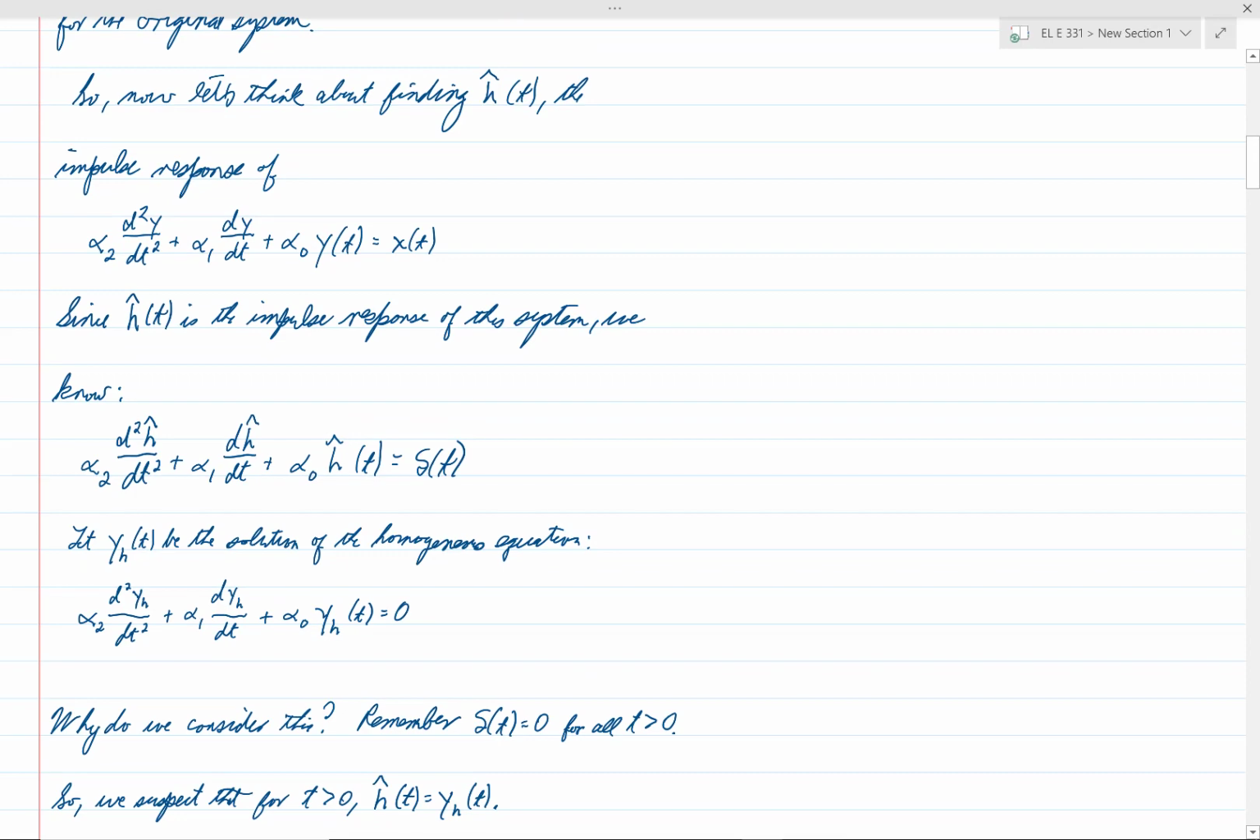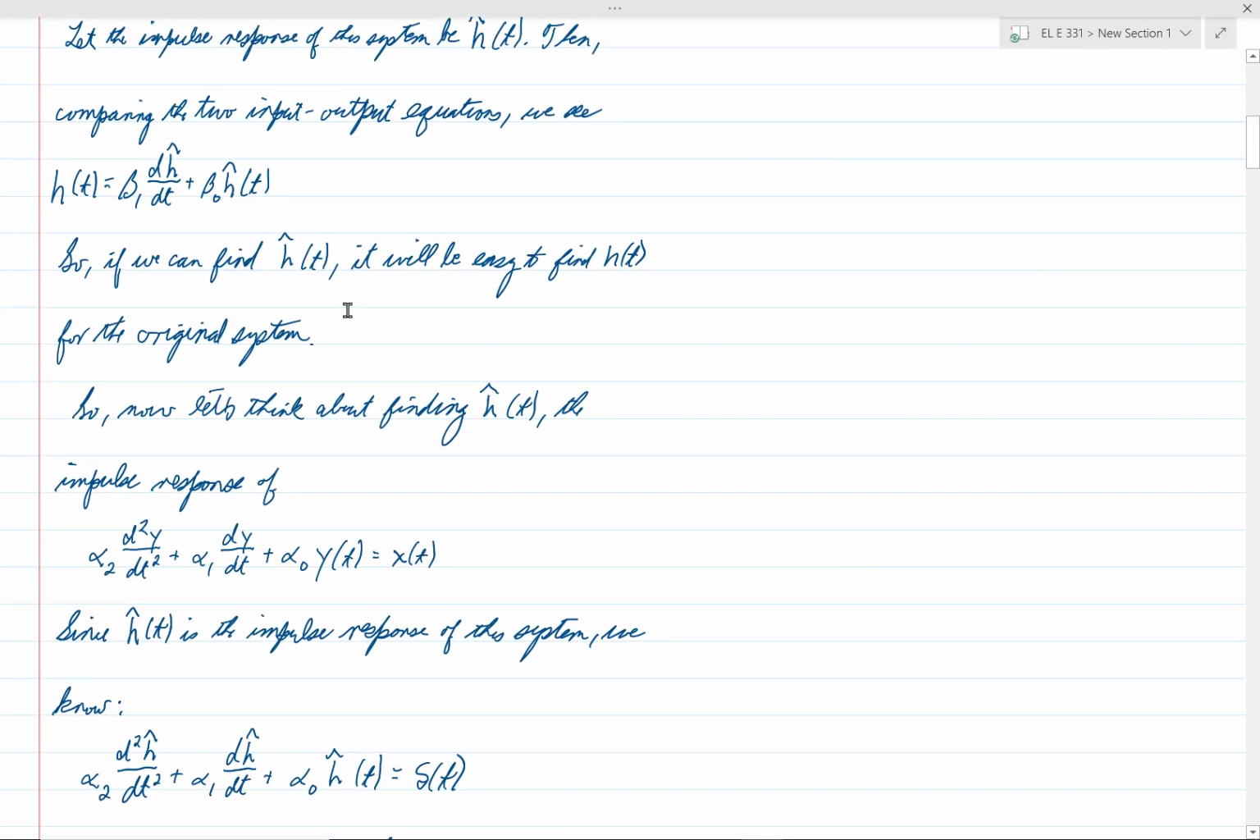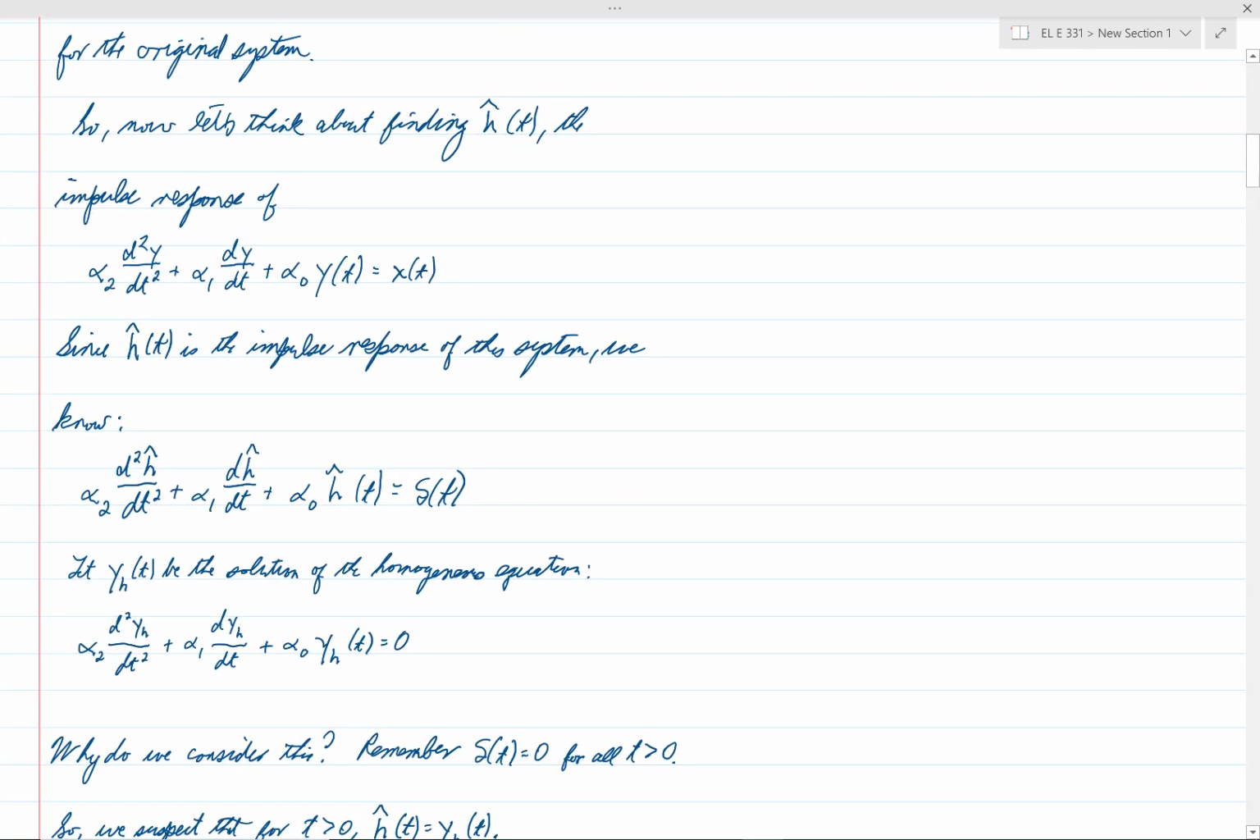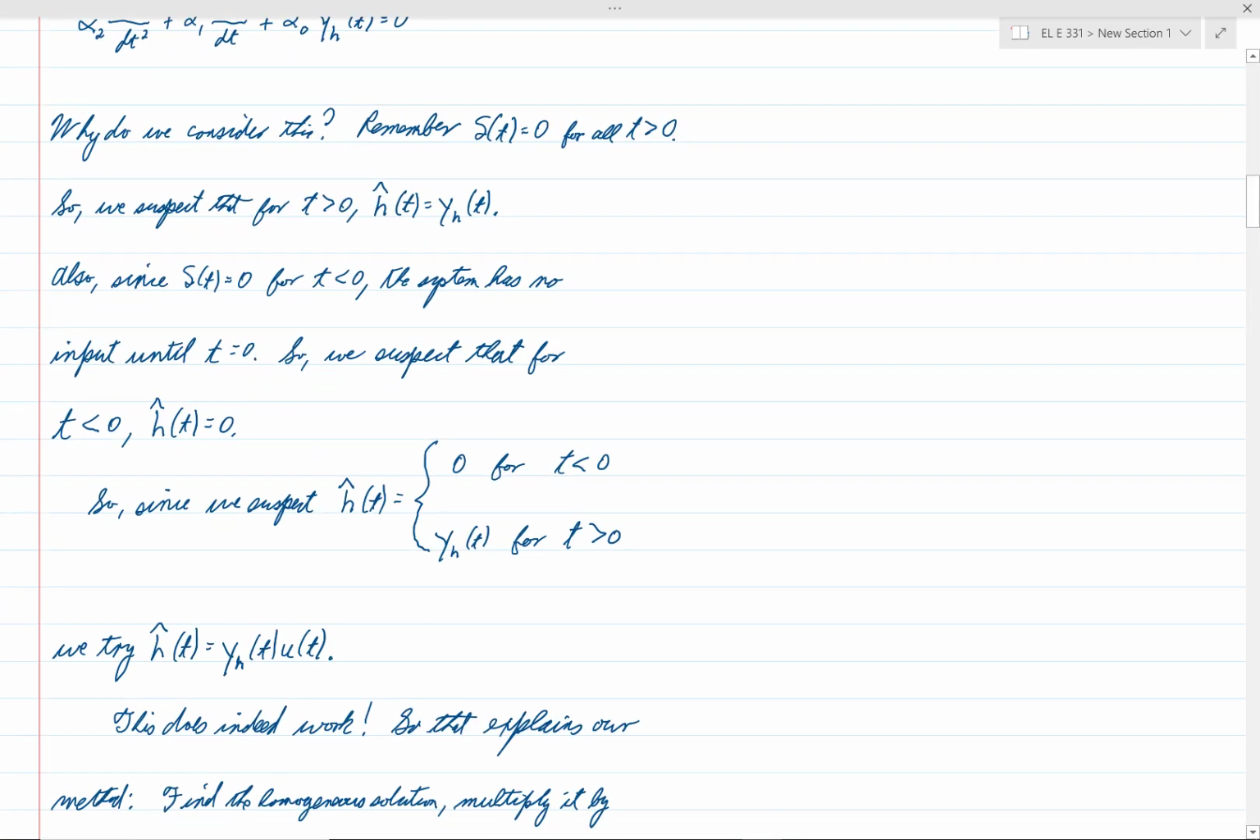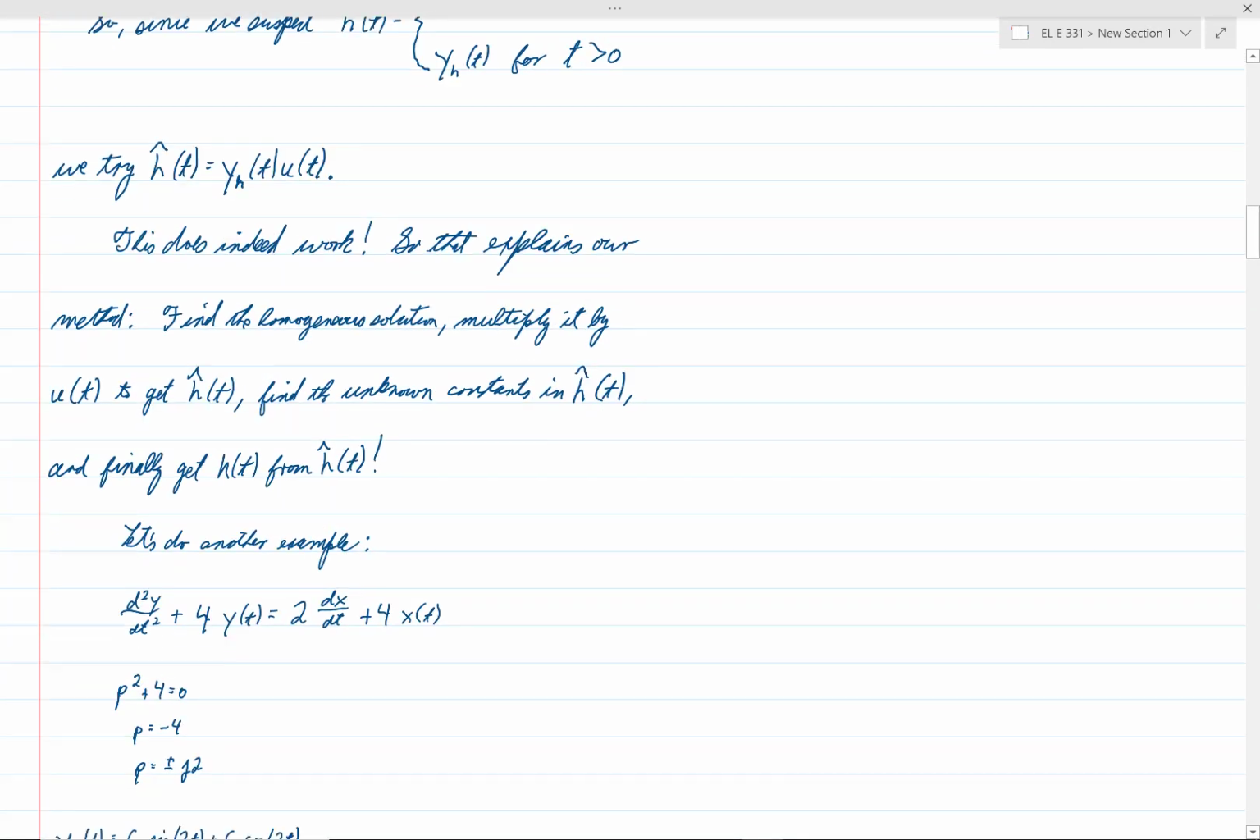by this formula right here. So that's it. That's the technique in a nutshell.